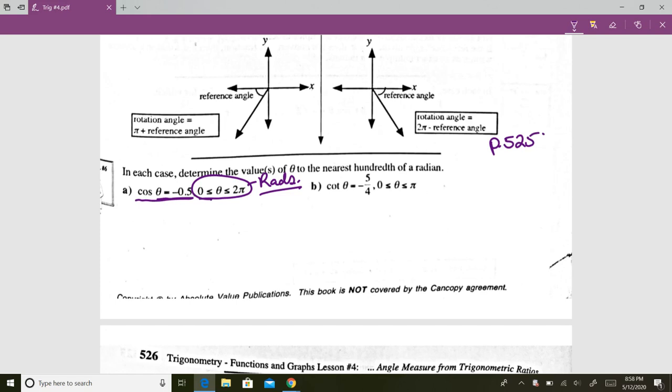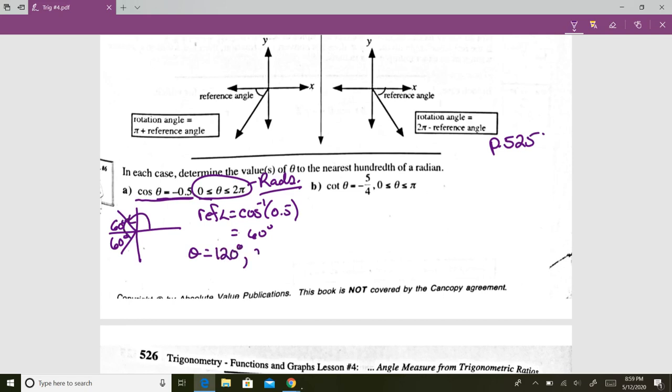So cos theta is equal to negative 0.5. Well, this is the exact same first question we did. Cosine is negative in 2 and 3. Then we find the reference angle. The reference angle, which would be cos to the minus 1 of 0.5. Remember, you don't use the negative. And that's going to give us a reference angle of 60 degrees. 60 and 60. Which means our theta is going to be 180 minus 60 is 120. Keep going, 180 plus 60 is 240.